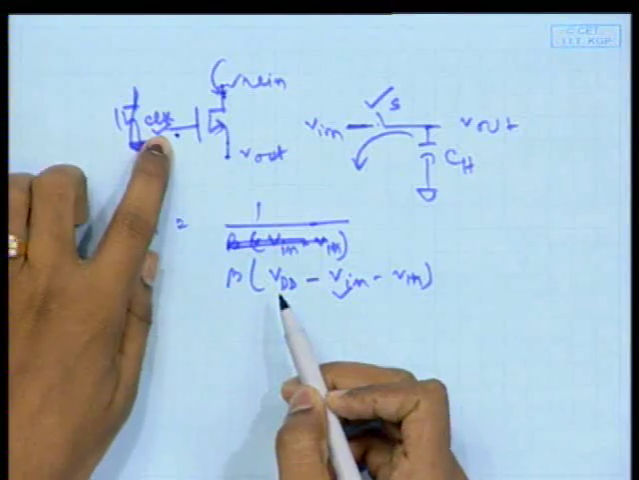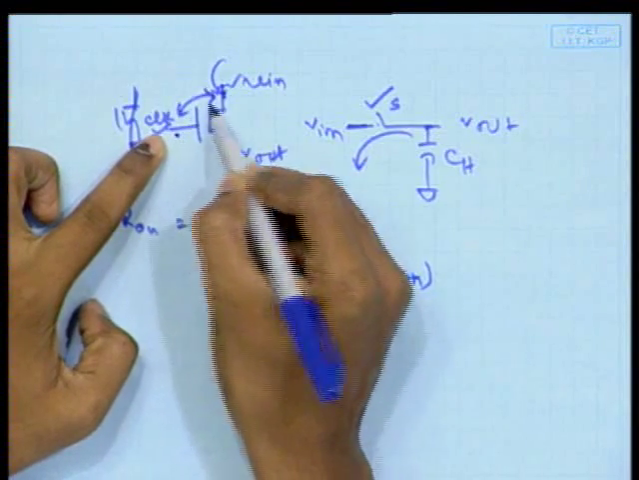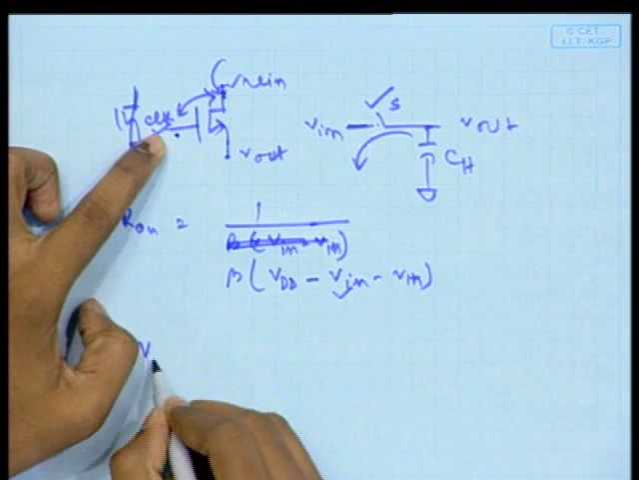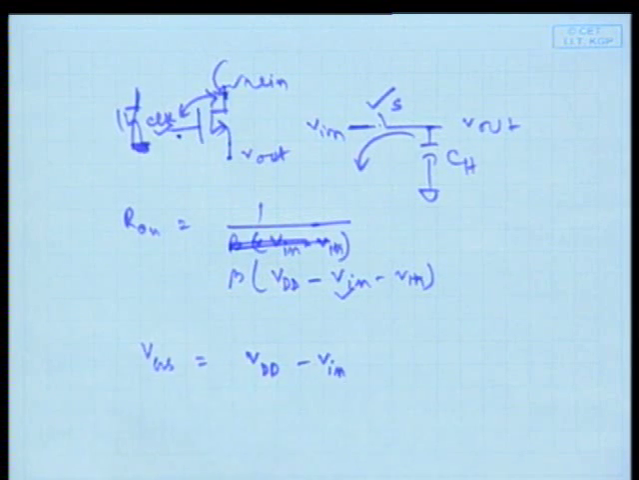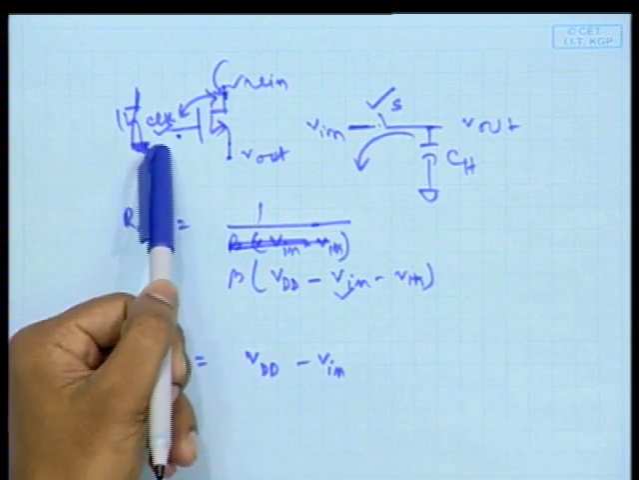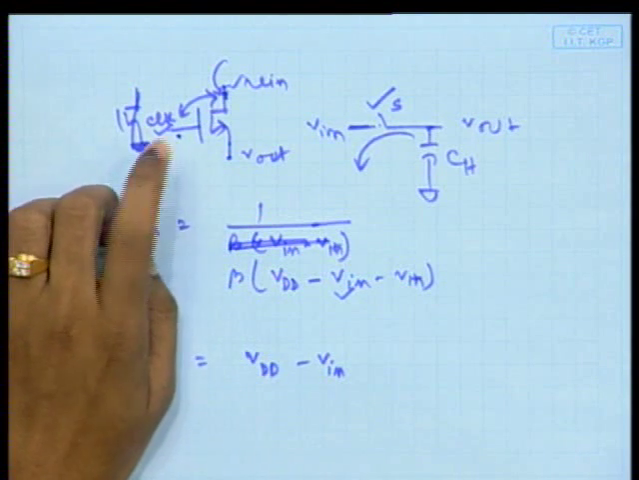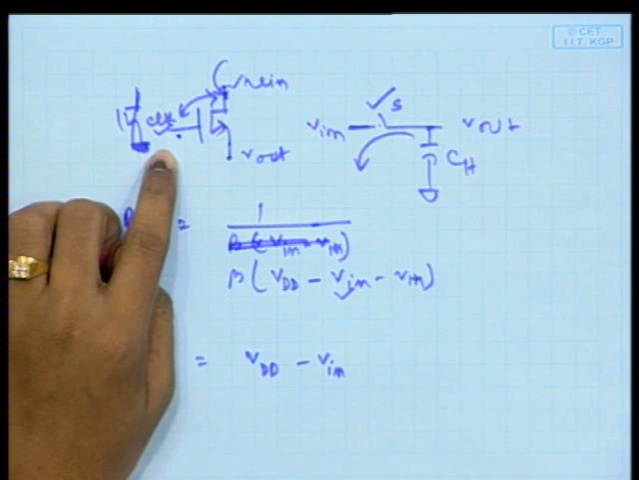Whatever VDD minus VTH is your overdrive, not output. Say, what is your VGS? Now VGS is nothing but VDD minus VIN. For an NMOS switch, if you want to turn on the switch, what should be your gate voltage?